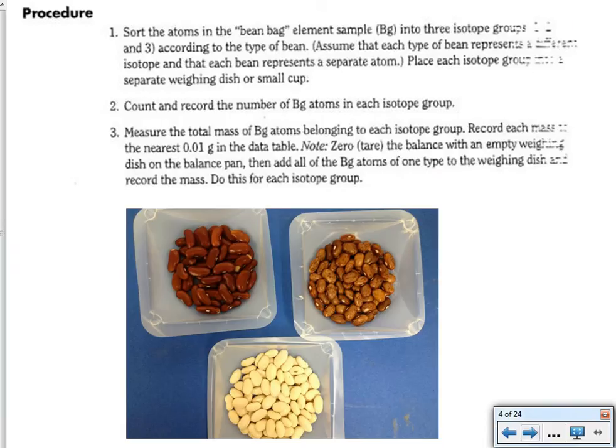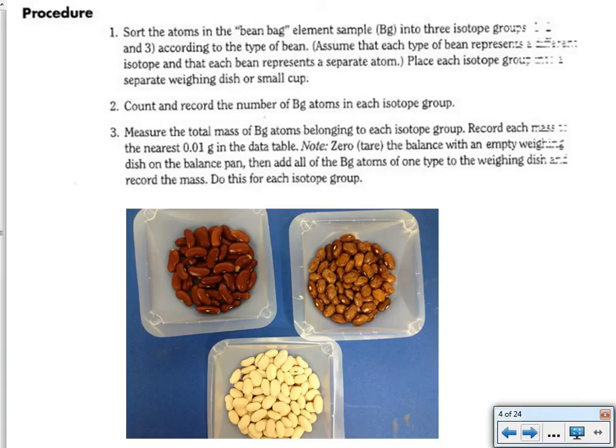The procedure is fairly simple and straightforward. There are 3 procedural steps. The first is that you are to sort your beans into 3 different piles according to similarity, as you see in this picture here. You'll assume that each type of bean represents a different isotope and that each bean represents a separate atom. You're going to place each isotope group, each bean type, in a separate weighing dish.